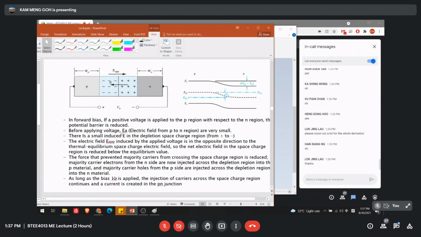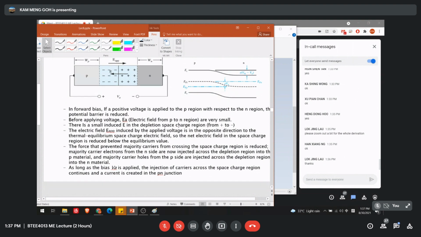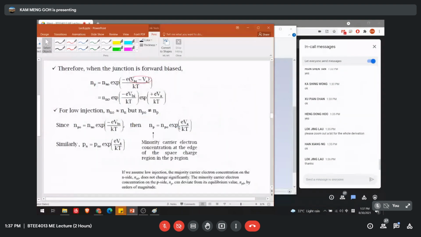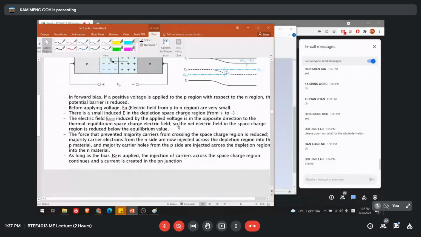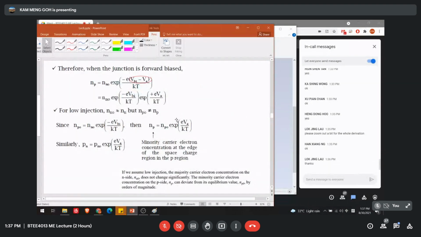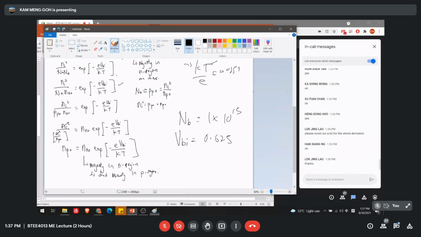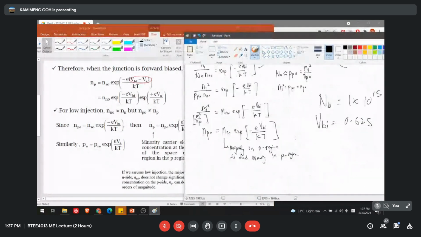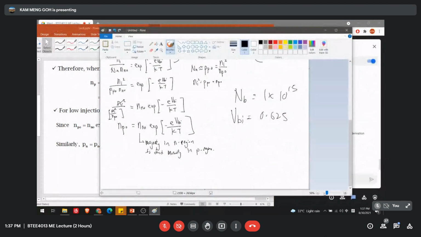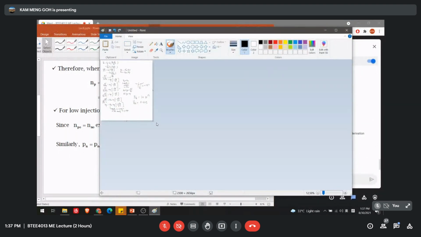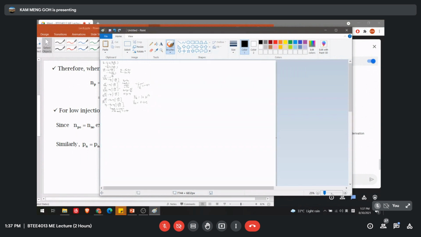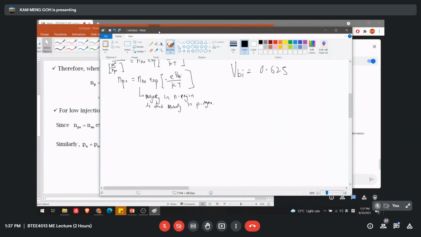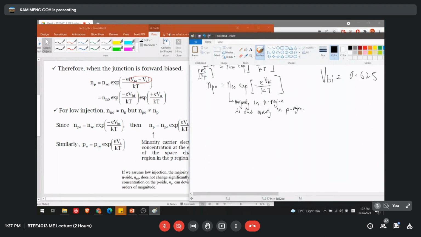Okay, so this one I already explained just now. It says that if you apply the VA inside there, then the width will become smaller. If it gets smaller, the current will flow through there. Okay, explained already. But we need to know this: what happens if we apply the forward bias? Something will change if we apply the forward bias inside here.